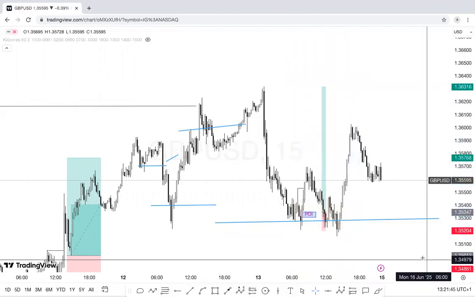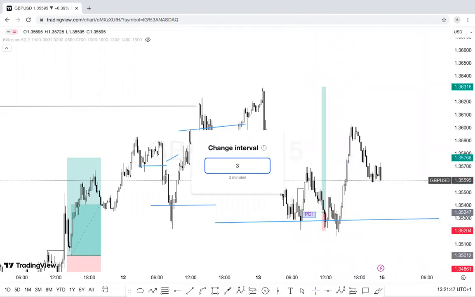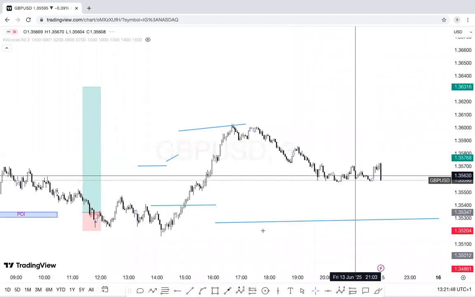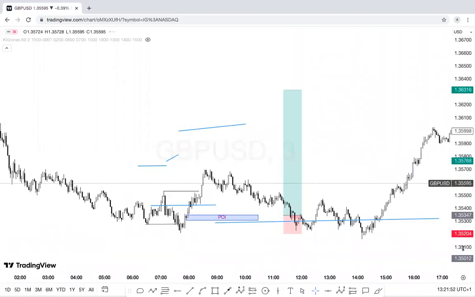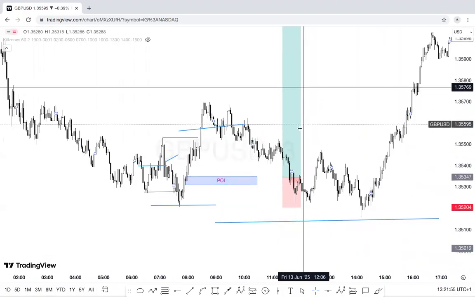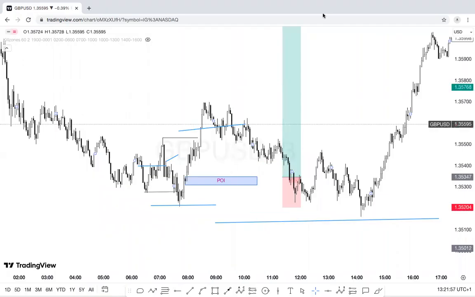So what did I do? I switched to the 3 minutes time frame. Then I saw a change of character actually. So when I saw the change of character, not change of character, I saw a market structure shift. You understand? So this is the market structure shift. I'm now on the 3 minutes time frame. I saw the market move this way, right?